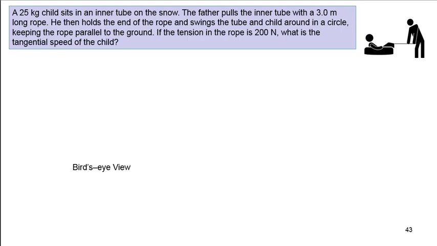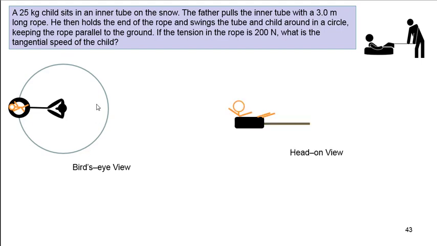Here's what I mean. First, I like to look at what's called a bird's eye view. From a bird's eye view in this problem, here's the dad in the middle. Here's a rope. Here's the inner tube with the kid on it, and he's going to swing in this circle. So from this perspective, I can see the tangential direction and the radial direction. I'm also going to consider a head-on view, where this kid is being spun and is coming out of the page as he swings around. So this would be coming head on towards you, coming out of the page.